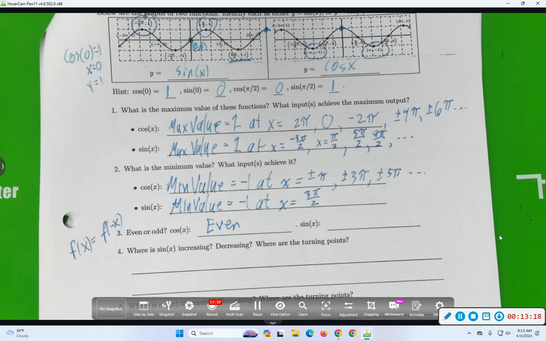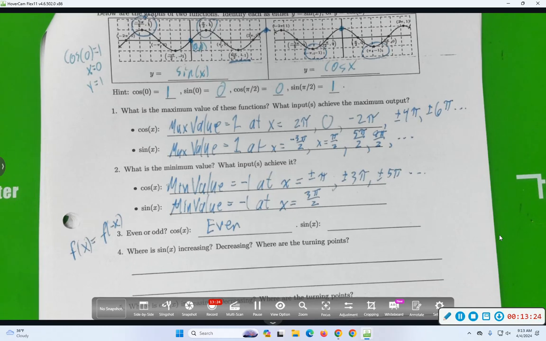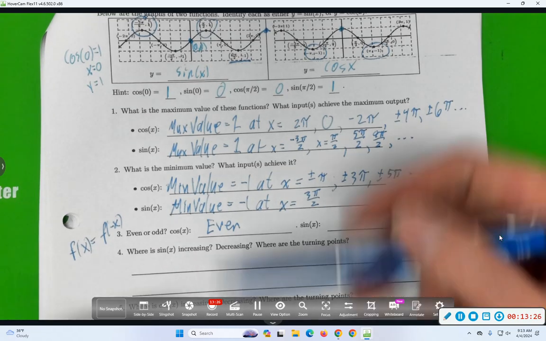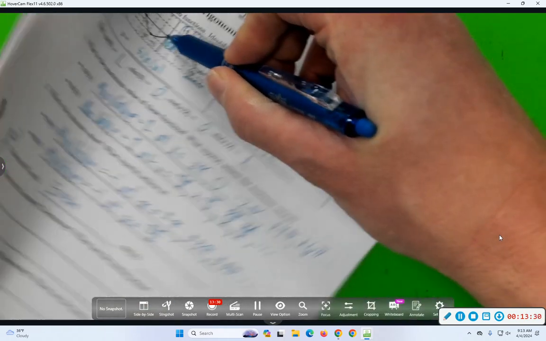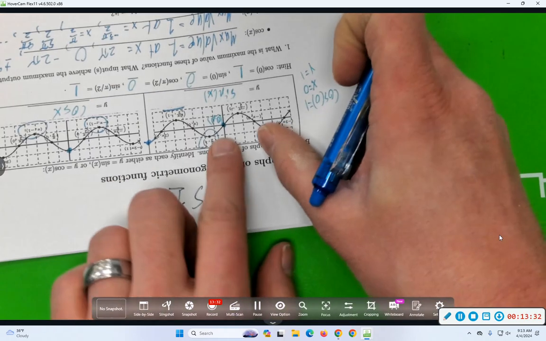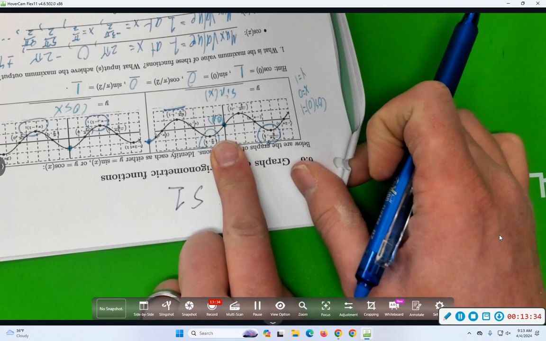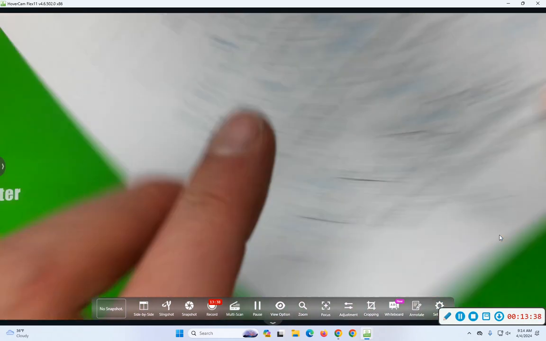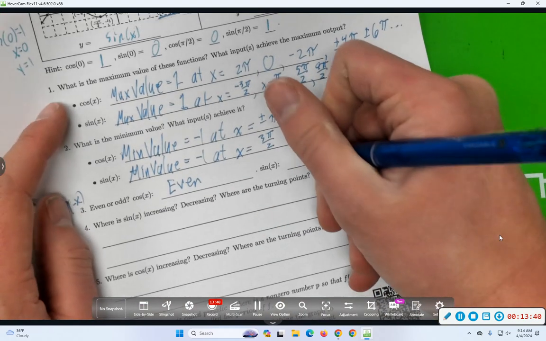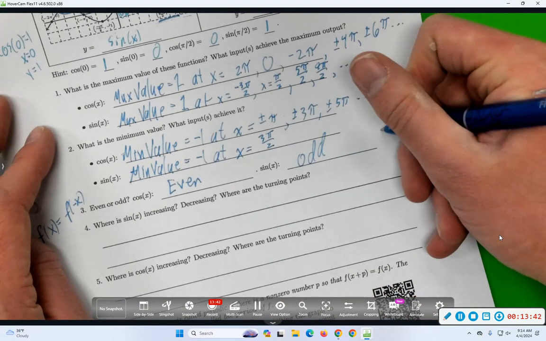How do you tell if something's odd? It reflects over the origin. See if it reflects over the origin. And reflecting over the origin is something you can physically do in the plane. If you pin down the origin and rotate 180 degrees, does that graph now look like the same graph as we had before? Yeah, cool. So sine of x is odd.